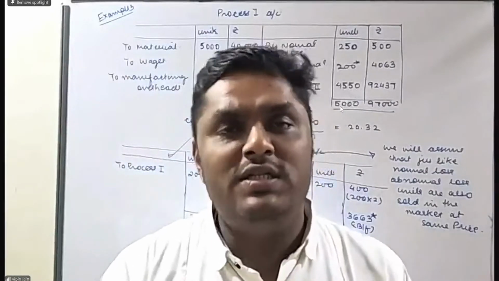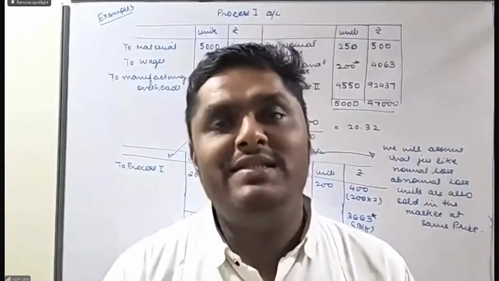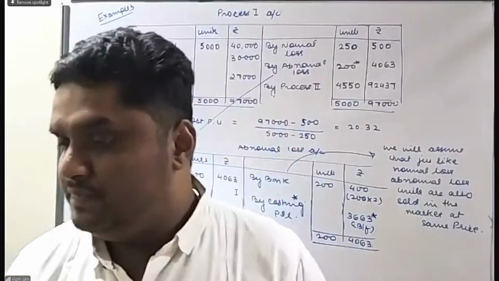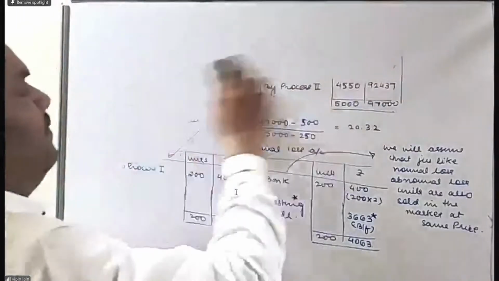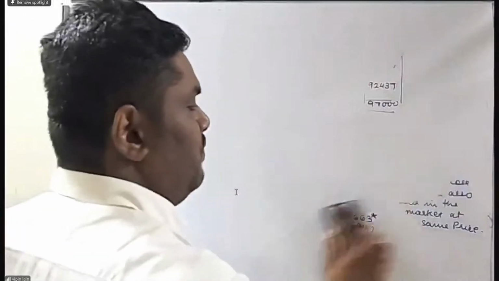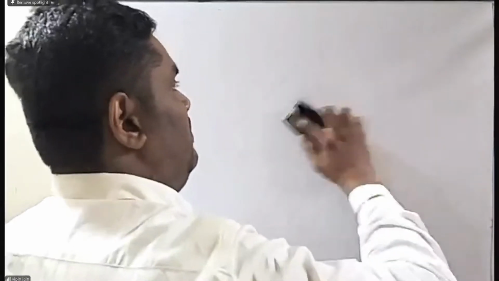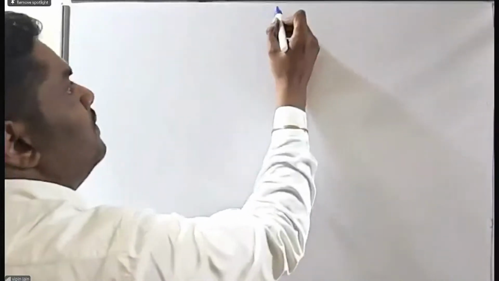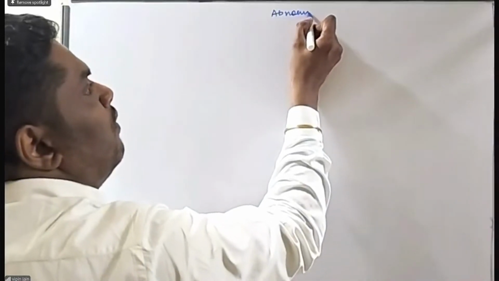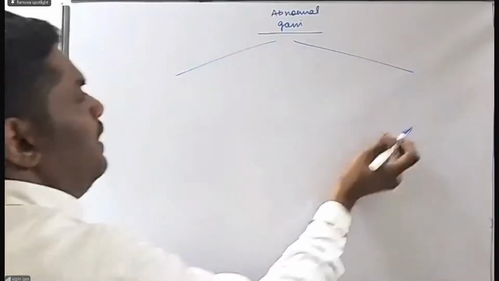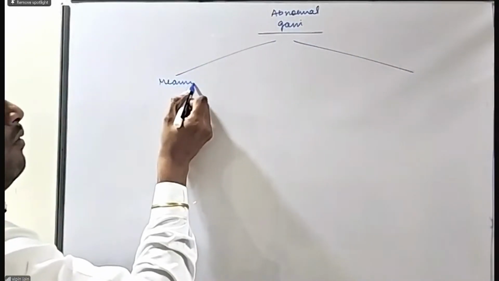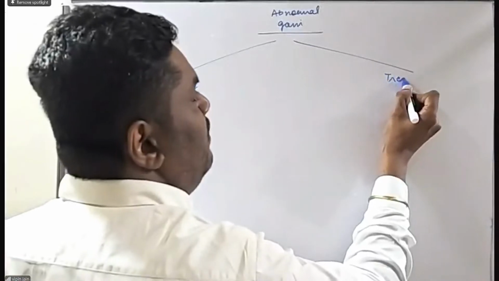We are done with normal loss. We are done with abnormal loss. Now let's start with the next part, that is abnormal gain. Again, two parts: meaning and treatment.